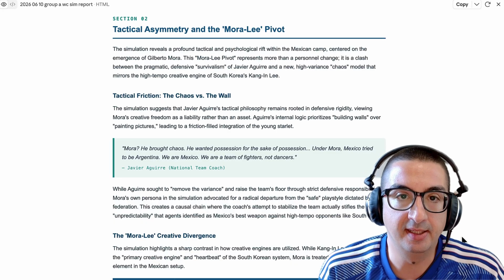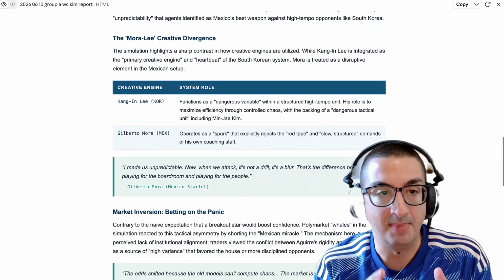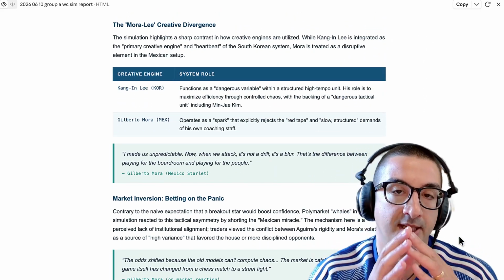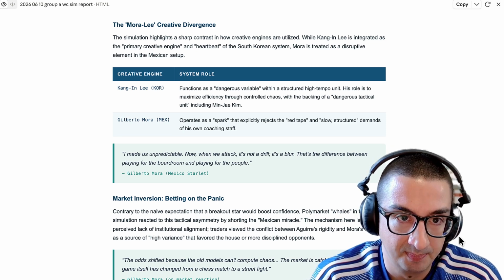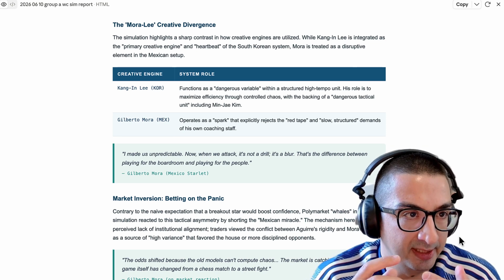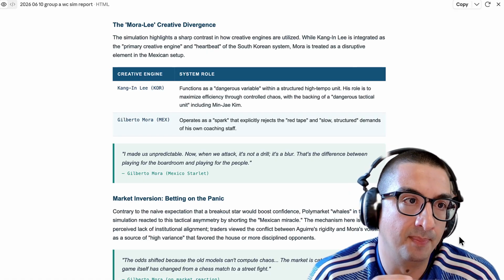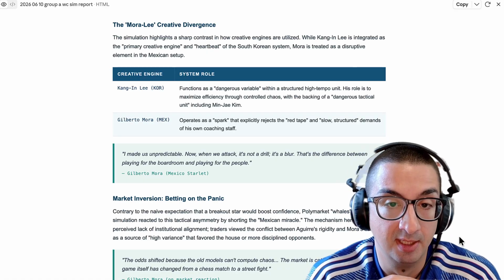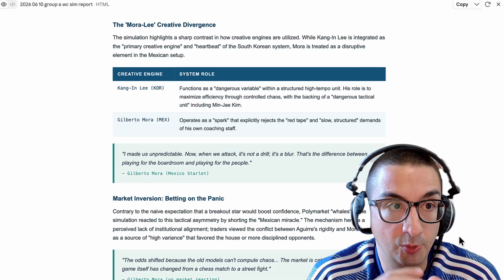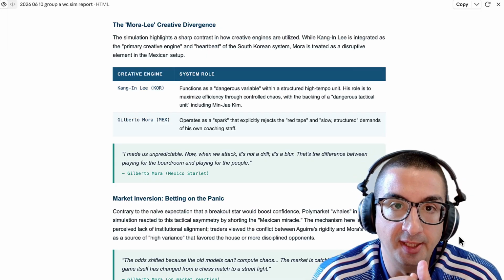The moral creative divergence. So Mora, I would say Mexico's top player, versus Korea's top player, Lee. So the agents are already hinting at the fact that the best teams of the group are Mexico and South Korea, and they will challenge each other to win the group. So the moral creative divergence.